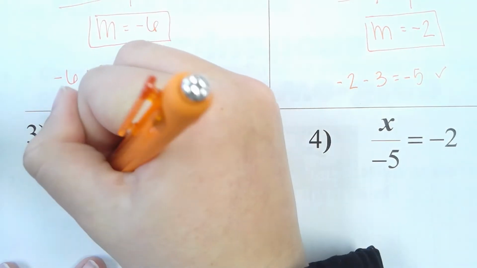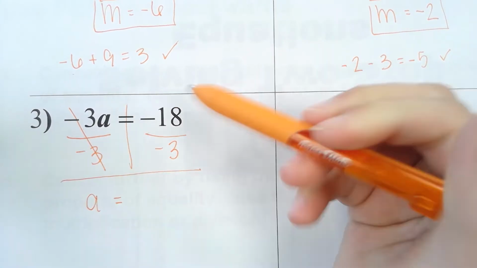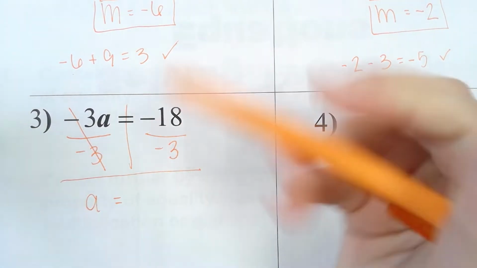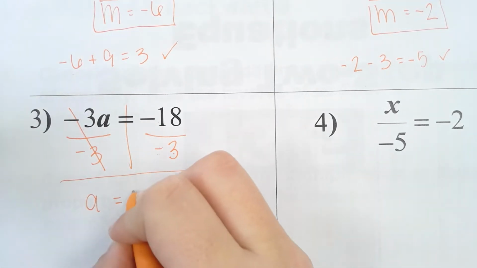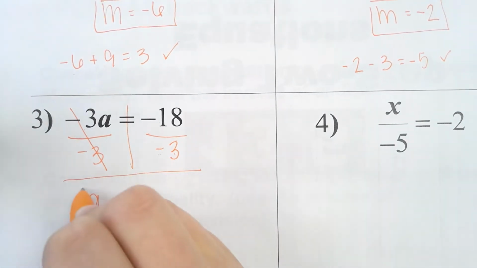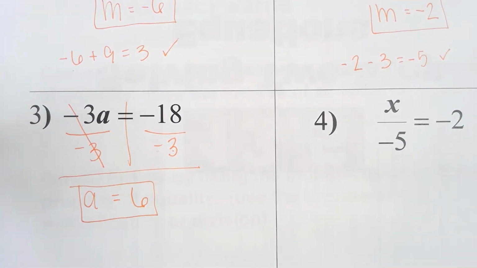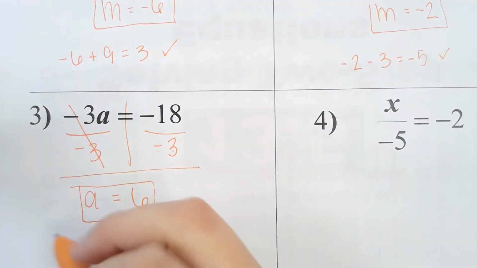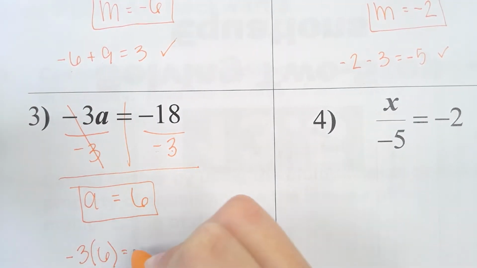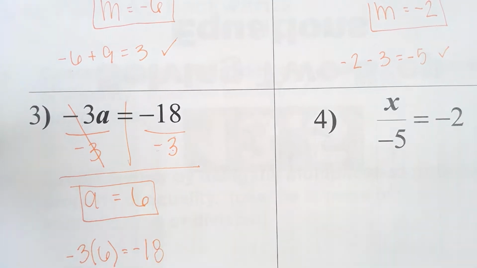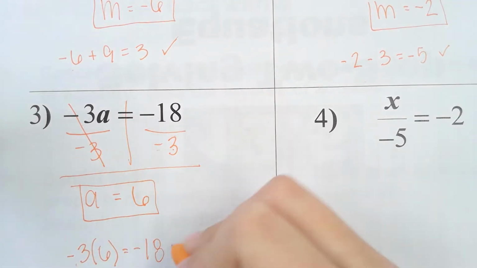My -3's will cancel because that equals 1. So I'm left with a equals, and then -18 divided by -3 equals a +6. Once again, make sure you go back and check your work. So plug your answer back into the variable and then check it. So does -3 times a +6 equal -18? Yes, it does.